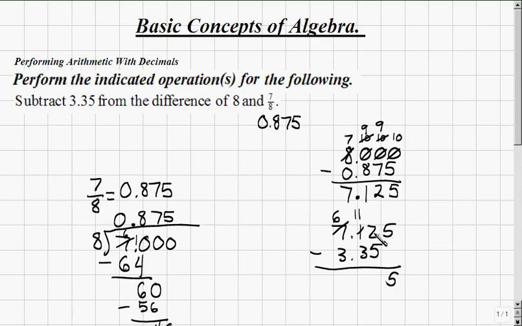Now we can borrow from this column for our next column. So this 11 will become 10. And our next column will become from 2 to 12. 12 minus 5 becomes 7. 10 minus 3 is 7. We'll carry down our decimal point, and 6 minus 3 becomes 3. Our final answer is 3.775. So when we subtract 3.35 from the difference of 8 and 7/8, our answer becomes 3.775.